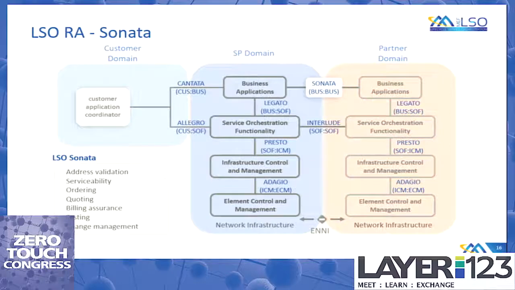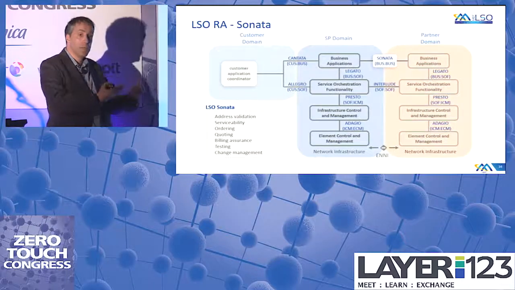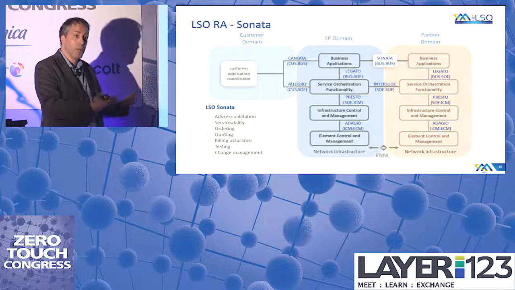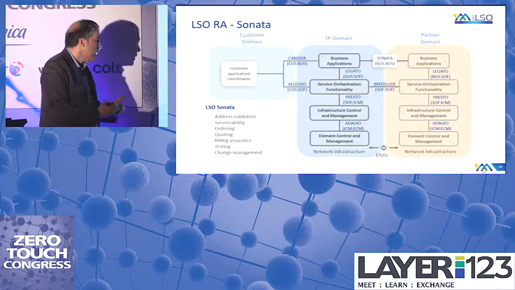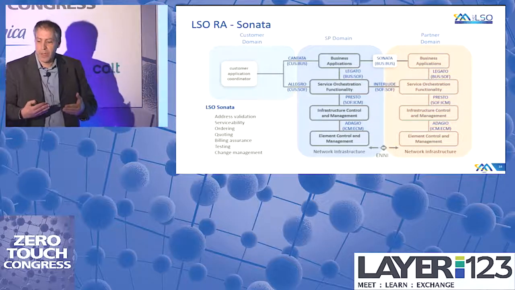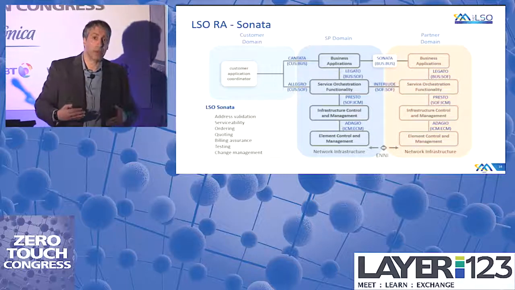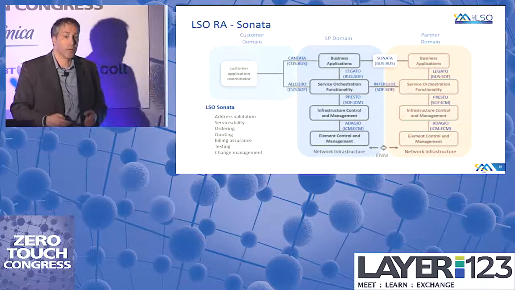Then we have Sonata, very similar, but this one is between operators. So I need to serve a customer that is off-net. I have another operator. I need to query: is the service that I want available? I need to order it. All the billing, all the testing to get the service going and connect those off-net customers.